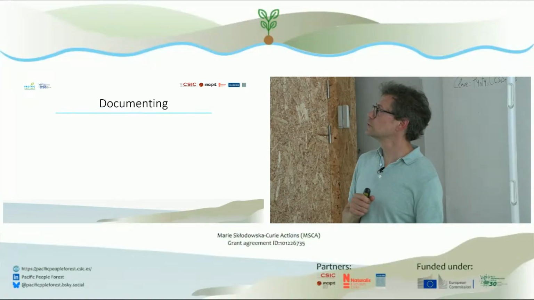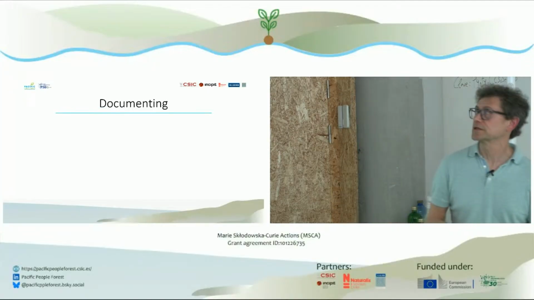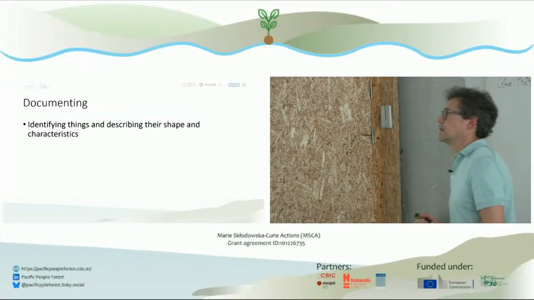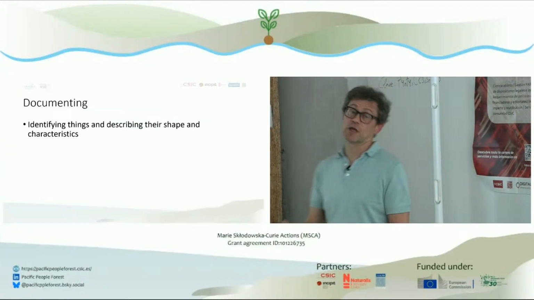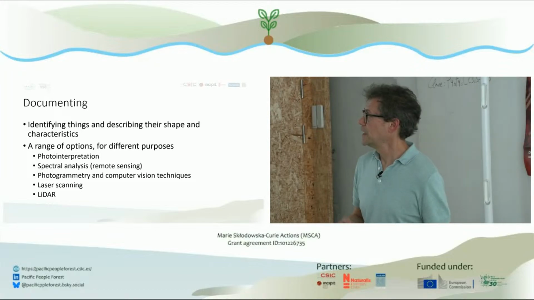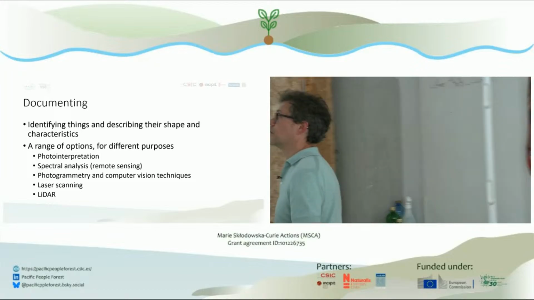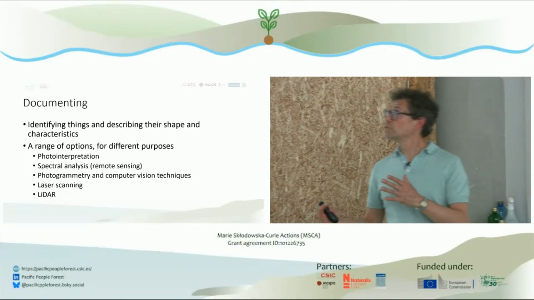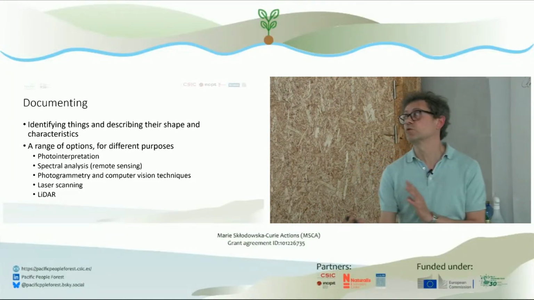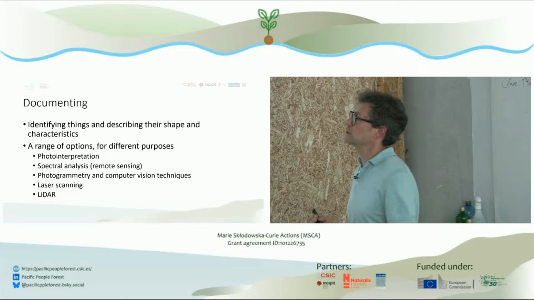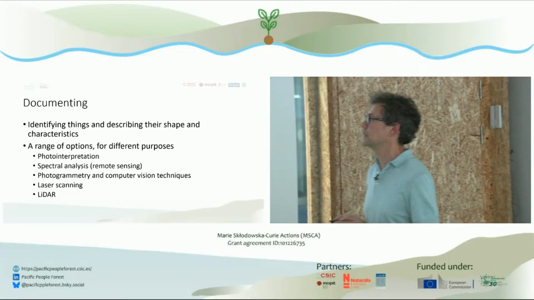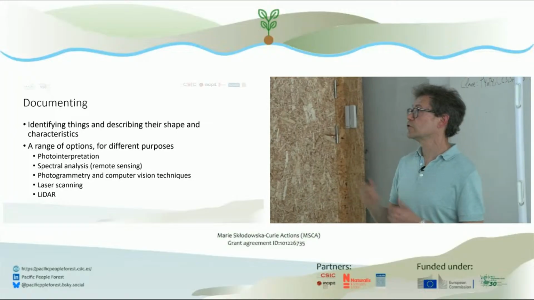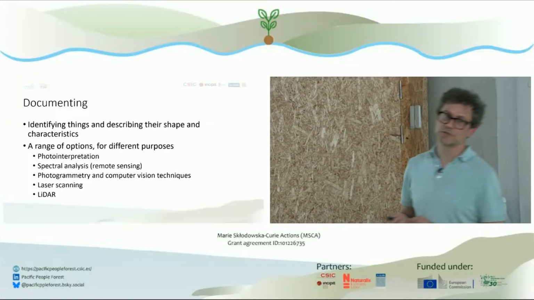Well, let's move to tools that are useful for documenting things, okay? By documenting, I mean identifying things and describing their shape and characteristics. And there's a very large range of options within this field of geographic information technologies that are useful for documenting things in different ways. And I will describe very shortly these 5 different options: photo interpretation, spectral analysis or remote sensing, photogrammetry and computer vision techniques, laser scanning, and LiDAR.